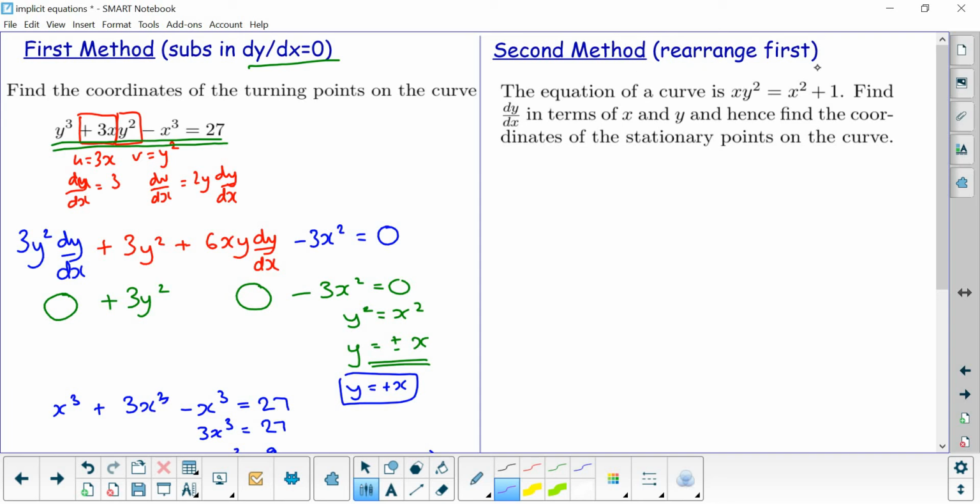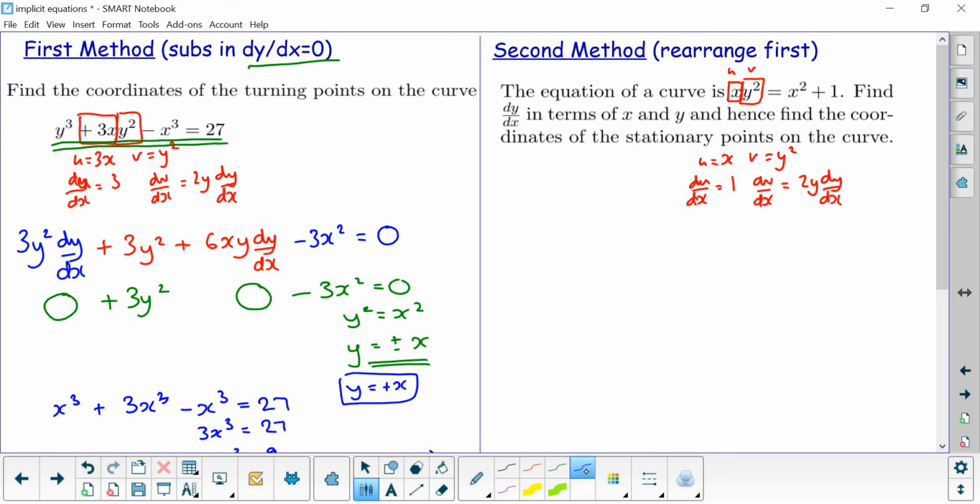So we're going to rearrange to get dy by dx first. The equation of the curve is given here. Find dy by dx in terms of x and y, and hence find the coordinates of the stationary points. So we need to differentiate this equation, and notice the very first term to differentiate is a product. So if I write u is x and v is y squared, when we differentiate those, we get 1 and we get 2y dy by dx.